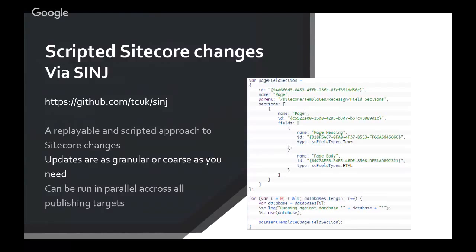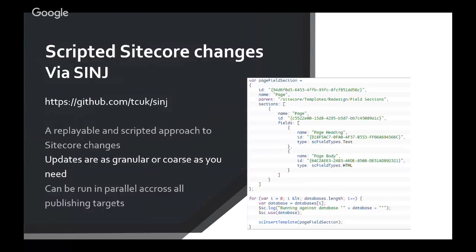Because it's all running in JavaScript, you can iterate through databases. So the bottom loop we can see is providing us that ability, that we can say, right, we're going to iterate through all our publishing targets and run the changes into each. So then you don't even need to worry about doing a publish, which is quite a nice thing.